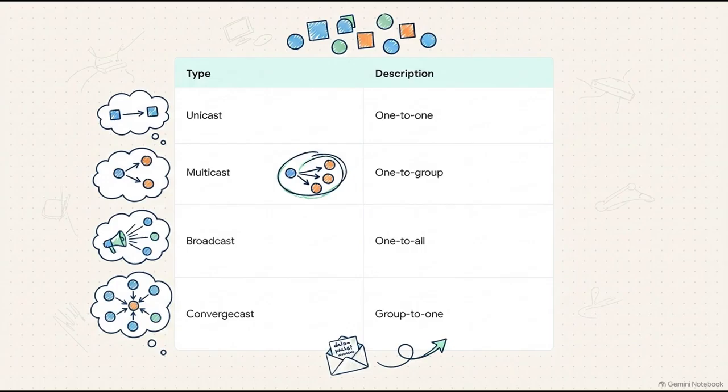Data gets bundled up into a message and tossed across a channel, and we actually categorize these messages by who's involved in the conversation. Unicast is just a simple one-to-one chat. Multicast? That's one node talking to a very specific group. Broadcast is exactly what it sounds like, one node grabbing a megaphone and shouting to literally everyone on the network. And Convergecast is basically the reverse of that. It's a whole group of nodes reporting back to one central boss.